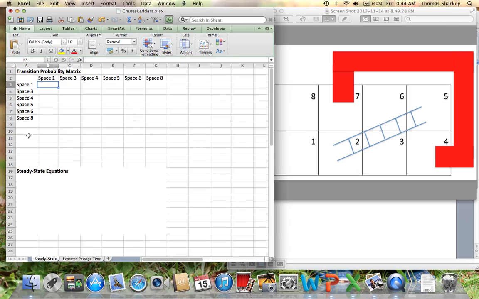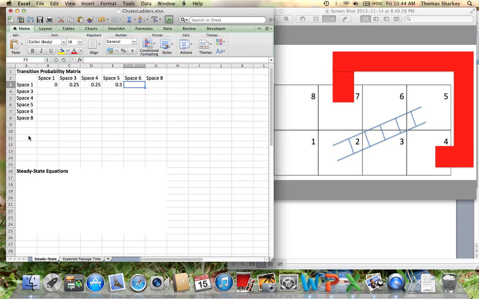Looking at the row associated with space 1, we have a 0 transition probability from space 1 to space 1. Again, the row associated with space 1 is where I can transition to when I'm on space 1. So I have a 25% chance of moving from space 1 to space 3, or ending my turn in space 3, a 25% chance of ending in space 4, and a 50% chance of ending in space 5. The reason I have a 50% chance of ending in space 5 is that if I spin a 1, I end up on space 2 and take the ladder up to space 5.